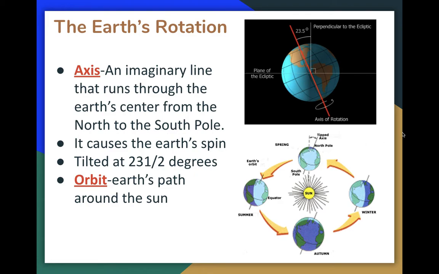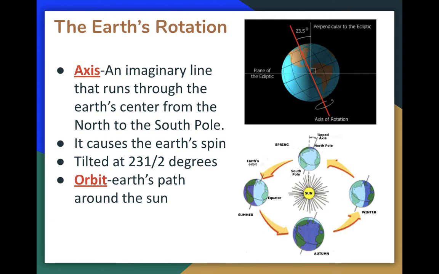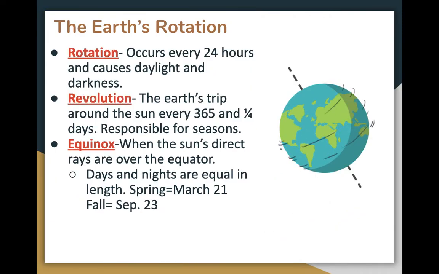And then the Earth obviously orbits around the sun. The Earth orbits and tilts as it orbits around. So rotation occurs every 24 hours, and this is what causes daylight and darkness. And then a revolution is an entire trip around the sun. That's 365 and about a quarter days. This is why every 4 years, like this year, which is a leap year, we had an extra day, because it's just a little bit over 365 days.